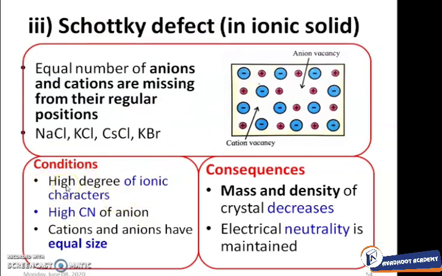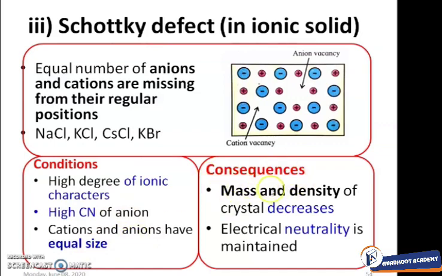What are the conditions for this Schottky defect? The first important condition is that the compound must be ionic, or must contain a high degree of ionic character. The coordination number must be high, for example, the coordination number may be 12. Then cations and anions must have equal size, that is, the cation to anion ratio must be nearly equal to 1.